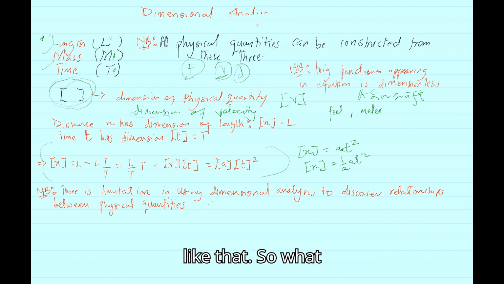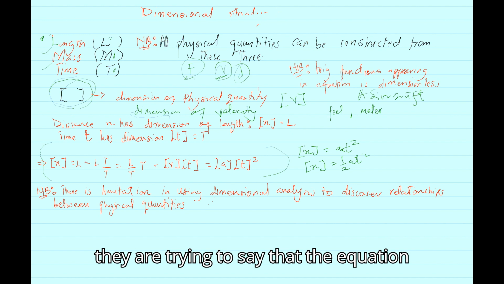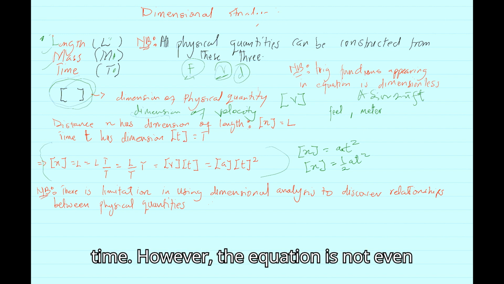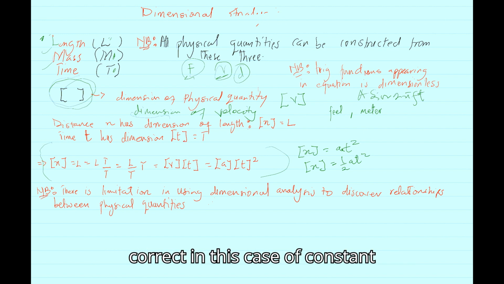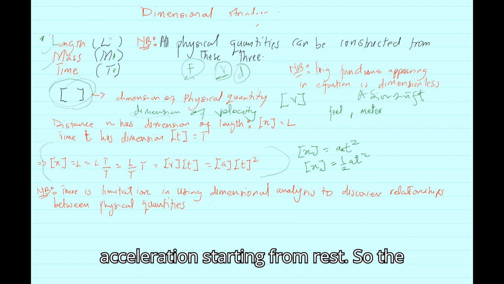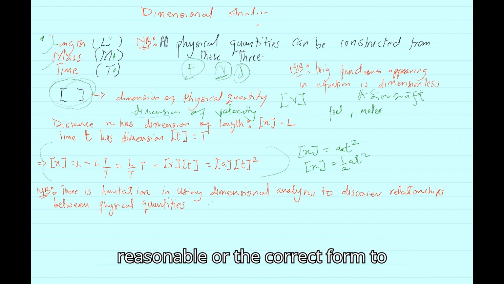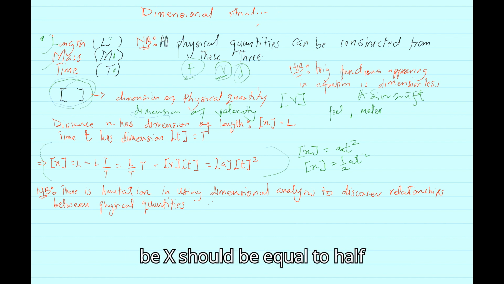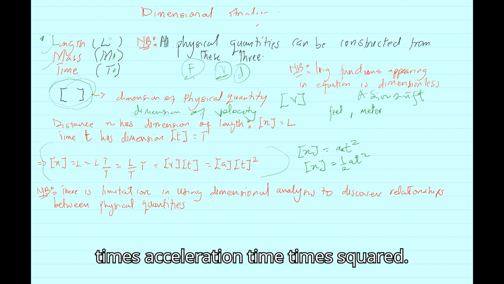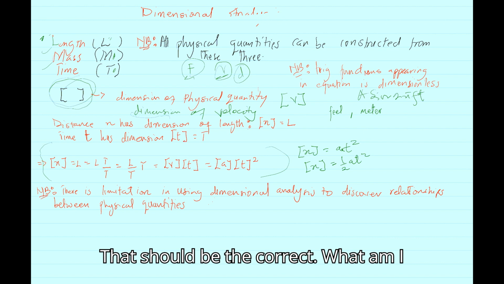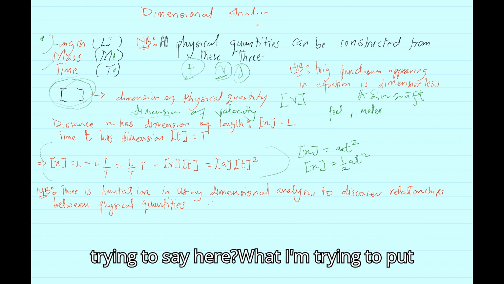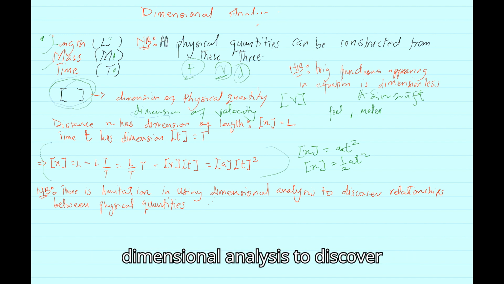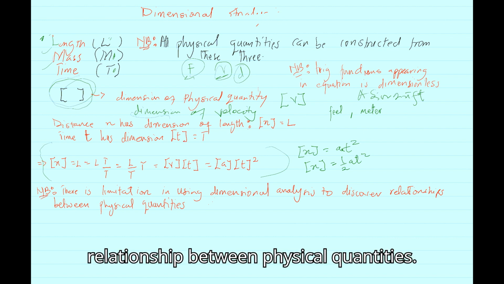What they are trying to say is that the equation relates to the distance traveled, the acceleration and time. However, the equation is not even correct in this case of constant acceleration starting from rest. The correct form for this kind of statement should be x equal to half times acceleration times time squared. That should be the correct one. The point I'm trying to make here is that there's a limitation in using dimensional analysis to discover relationships between physical quantities.